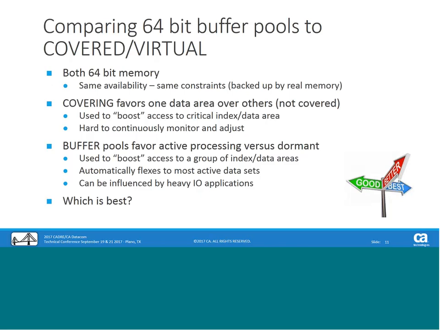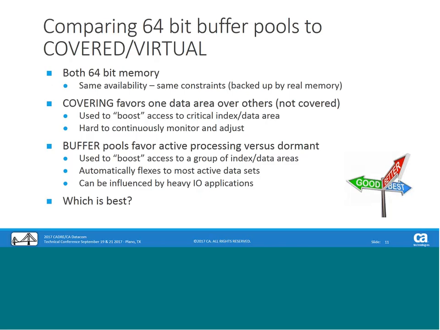Buffer pools favor active processing versus dormant. So having multiple buffer pools or even very large index and data buffer pools says that we're going to make the active processing favor. So the more activity you have on a given data set, it suddenly becomes more favored over other data sets. So with covering, we have the problem of, yes, we can give this data set a specifically high performance capability, but if it's no longer being used or it's only used at the end of the month, we're suddenly wasting that coverage space when it's not heavily used.